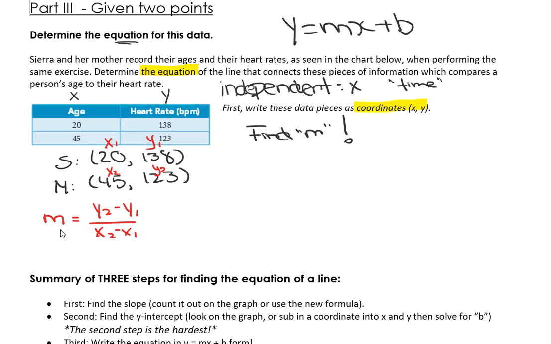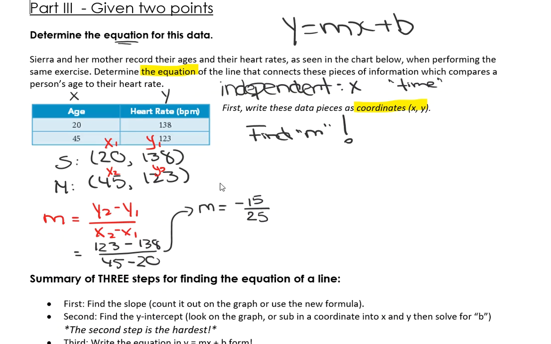So let's sub into the formula. y2 is 123 minus y1 is 138 over x2 is 45 minus x1 is 20. So you can get out your calculators if you want to get this next step. Now I'm kind of out of room, so I'm going to draw a line up here like this. My m is equal to 123 minus 138 is going to be a negative 15. And in the denominator, 45 minus 20, that's a 25.